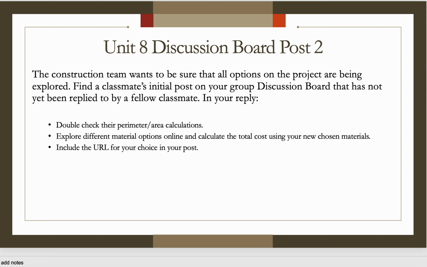Then in your replies to one another, the construction team wants all options on the project to be explored. And we know this, because when we're doing quotes for construction, we get a lot of different things. You're going to pick anyone's post for a cost, ideally someone who has not been replied to, because we don't want one person with 6 replies. Check their calculations. Make sure their perimeter and area calculation for that room is correct. Then think of a different material. So maybe they wanted ceramic tile and you pick vinyl flooring. Give a cost for a different idea, and be sure to include the URL for the cost of the flooring or whatever the piece is, so we can see it.